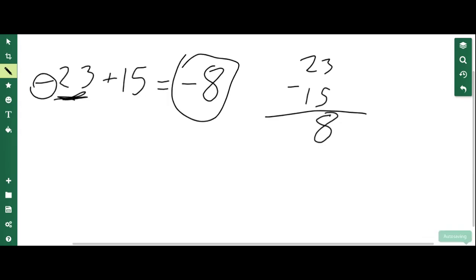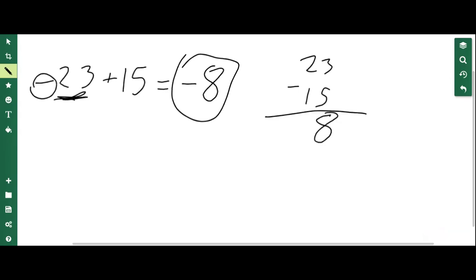Another way to look at this is if I owed you 23 bucks. So I'm at a negative, I'm -23. But then I finally have some money to pay you off and I give you 15 bucks. I still owe you money. And that's why I'm still at -8. So I asked to borrow $23, so I'm at a negative. I paid you back 15 bucks, and now I still owe you $8. So that's why I'm at a negative.